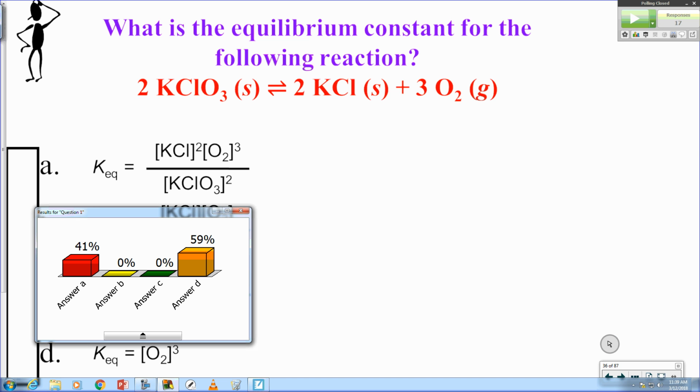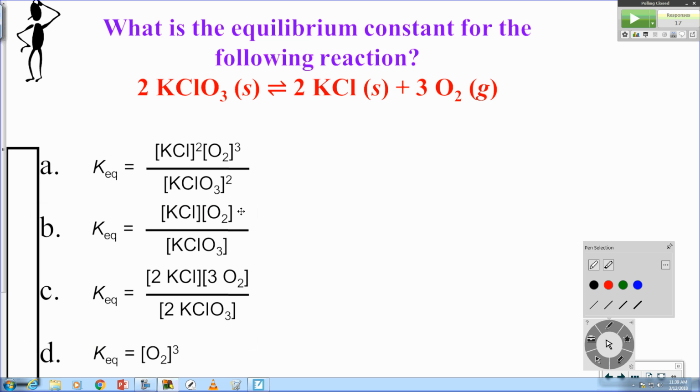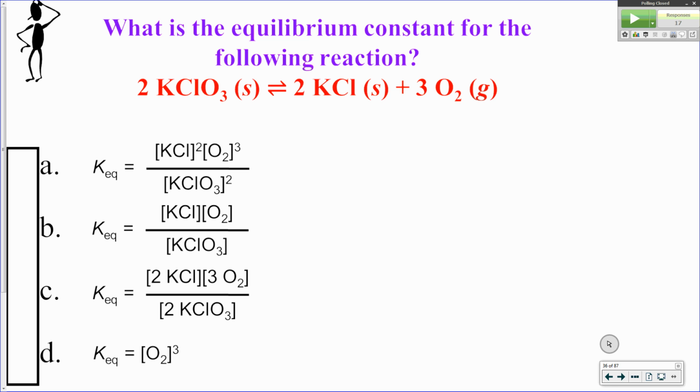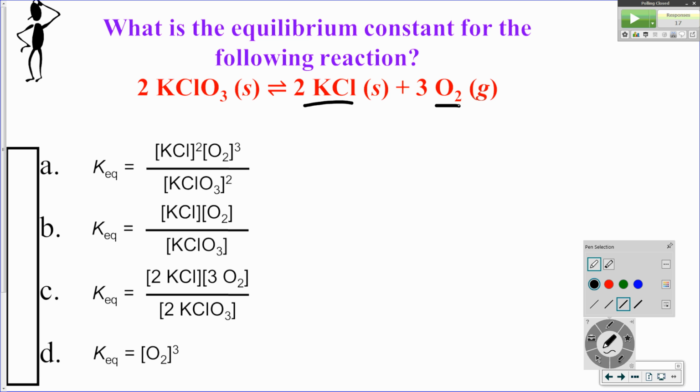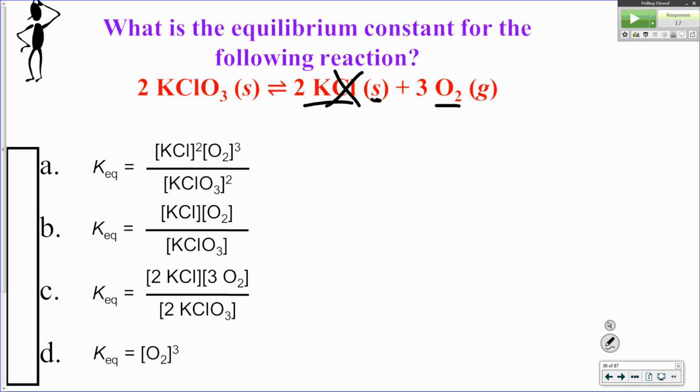Two predominant choices. So we either thought it was A or D. Let's see if we can think about that and figure it out. All right, so A says that it's products over reactants, and it's got the KCl as a product and the O2 as a product. If I look at the phase of the KCl, it's a solid. Because it's a solid, it doesn't appear in the equilibrium constant expression. So that tells me it's not A.